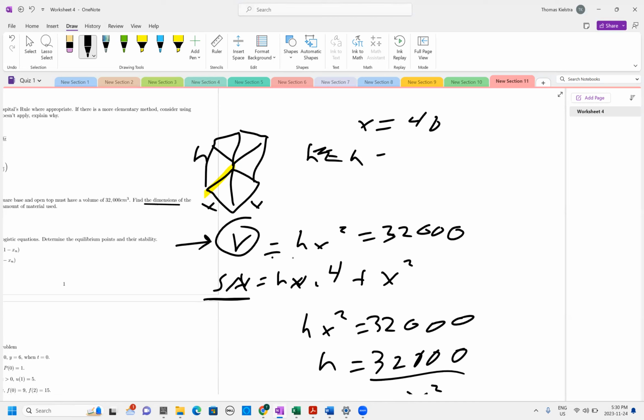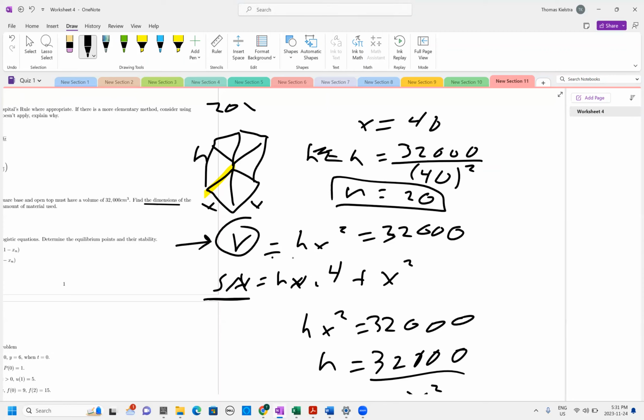So h equals 32,000 divided by 40 squared, or h equals 20. I cancelled two of the zeros with the two 10s from 40, and then for the 4, I divided 32 by 4 twice to create 8, and then finally by 2 to give us a height of 20. So my box dimensions are 20 by 40 by 40. And these are the dimensions.